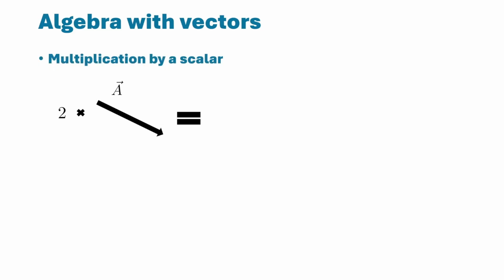Now, another thing that we can do to vectors is multiply them by a scalar. So how do we do that? If we have 2 times a, then what we're going to do is scale the vector twice. Then that's our final vector.